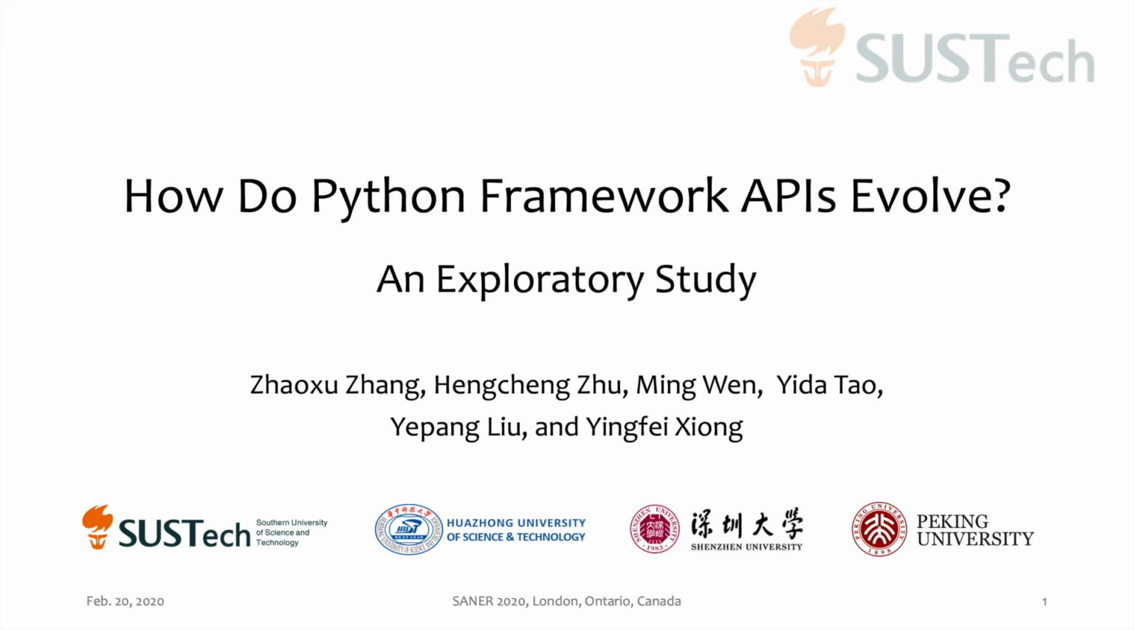Today I'm going to present this paper with my partner Zhao Xu, and we are undergraduate students from the Southern University of Science and Technology. As you can see from the title, it is about an empirical study on the API evolution in Python libraries.